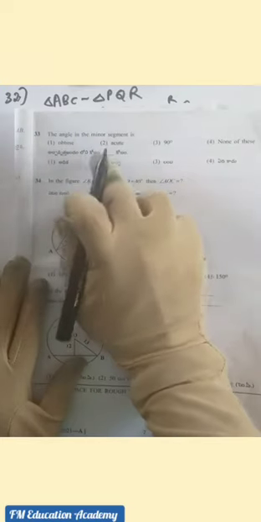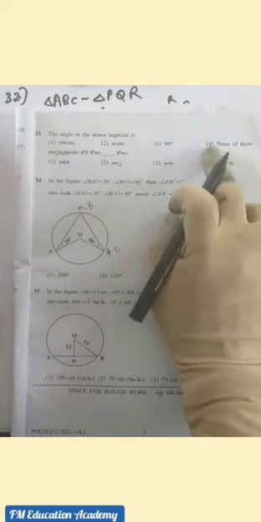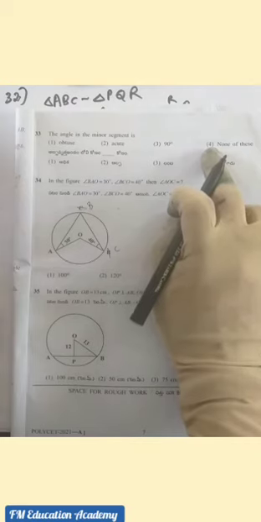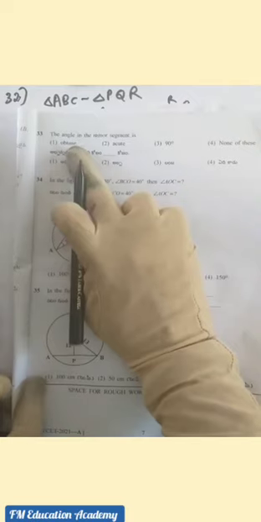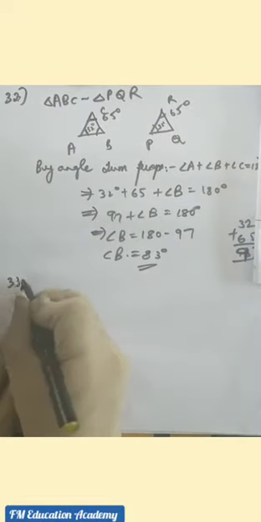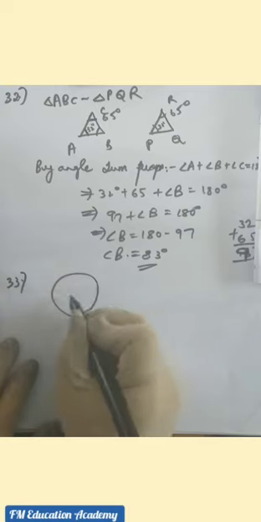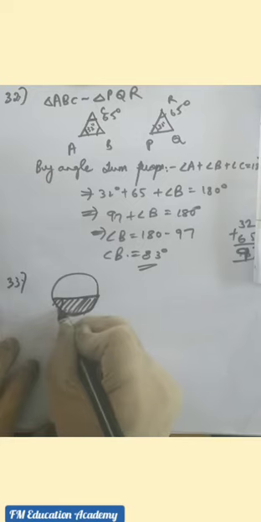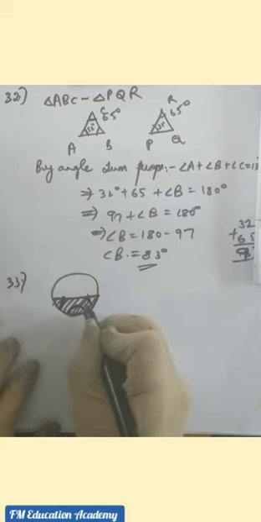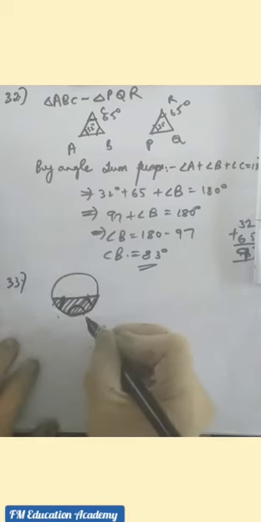33rd question. The angle in the minor segment is obtuse, acute, 90 degree, or none of these? Here we can say that the angle in the minor segment is obtuse. Obtuse means an angle which is more than 90 degree. I'll tell you why. Let us suppose this is a circle. What do you mean by segment? This whole region is my segment. So we have to find out what is the angle in the segment, this angle or this angle. Is it obtuse, acute, 90 degree, or none of these?